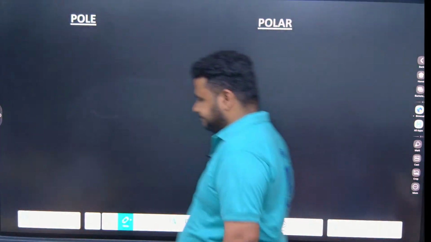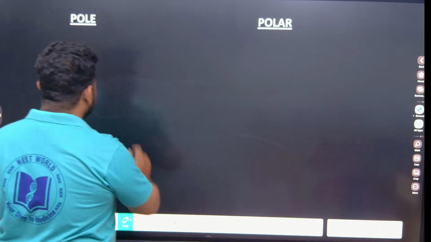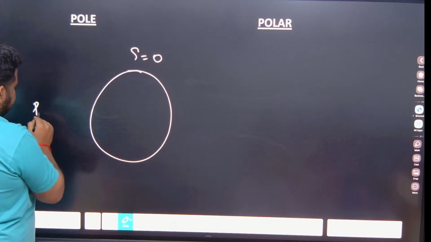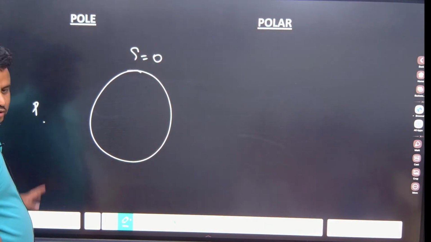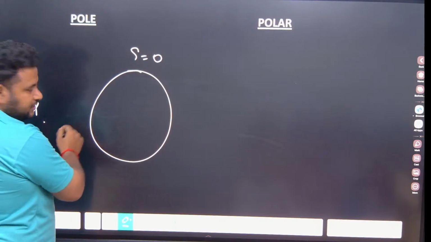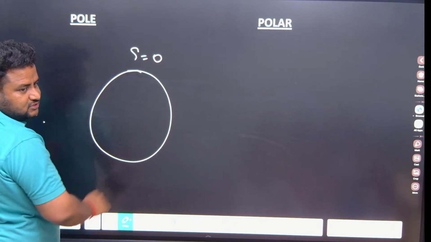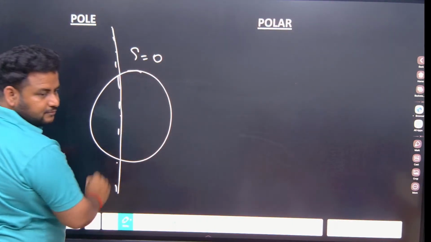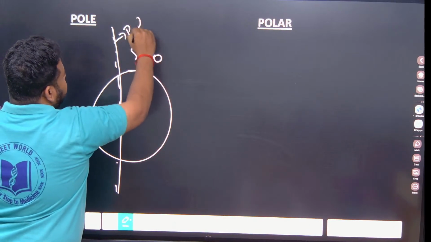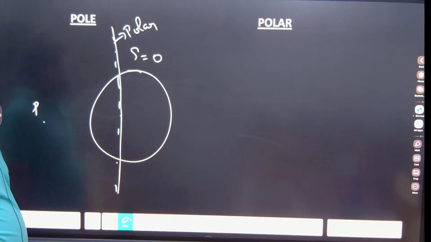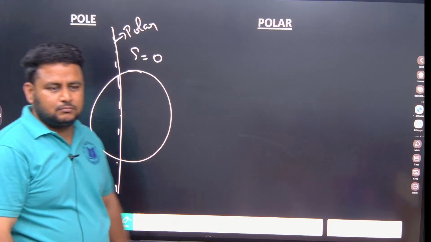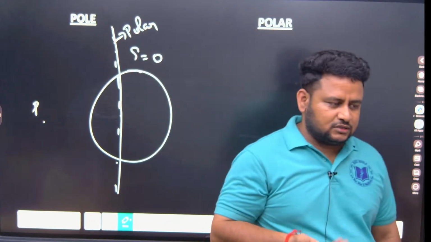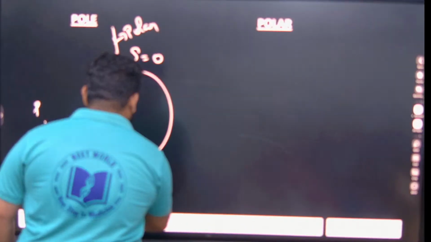Now pole and polar, very important. See here, this is a circle, S equals 0, and let this point P be the pole, outside the circle. Based on this, you keep on drawing tangents and you will get lines like this because of this pole. This straight line that you get is called the polar. And the equation of the polar is given by S1 equals 0.